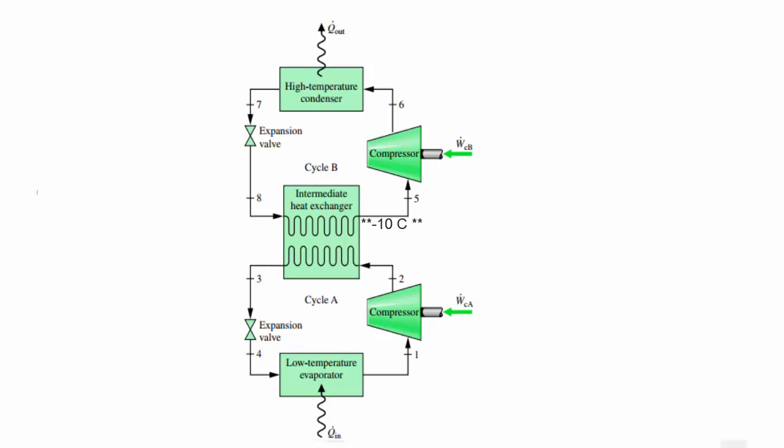Suppose the refrigeration cycle which is below the heat exchanger has the refrigerant R22, and it's supposed to maintain the temperature of, let's say, minus 10 Celsius. So it will evaporate at minus 5 Celsius in the evaporator, and that same principle of refrigeration goes on.